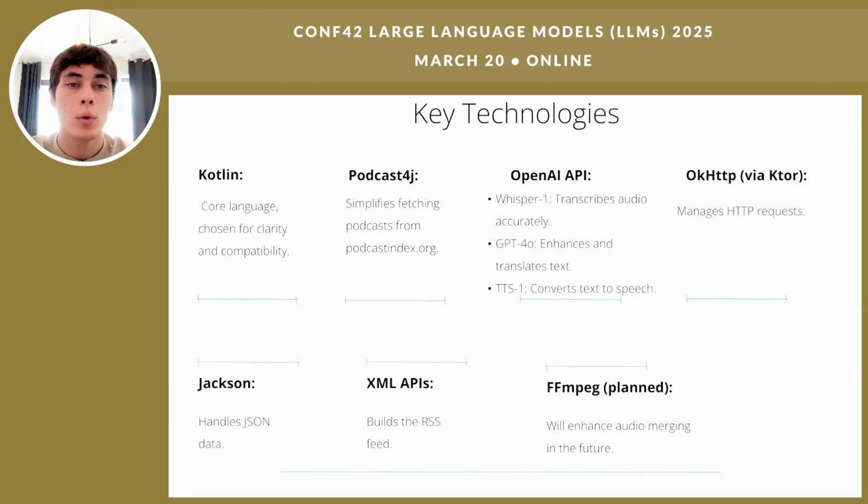We use Ktor with OkHttp to make all the HTTP requests, whereas Podcast4j has its own client. For the OpenAI API, we use OkHttp. We use Jackson for all the JSON data. We use JavaX XML APIs for building the RSS feed. And we are planning to use FFmpeg to merge the chunks of MP3 files.